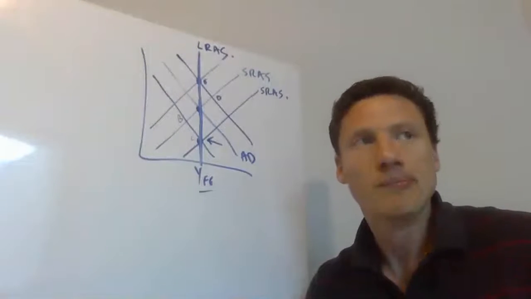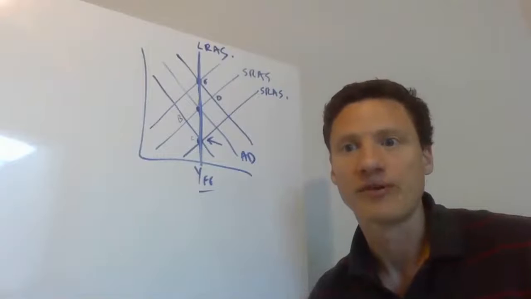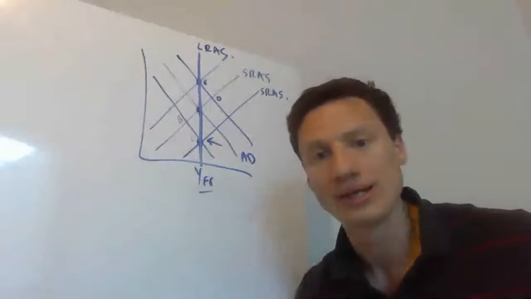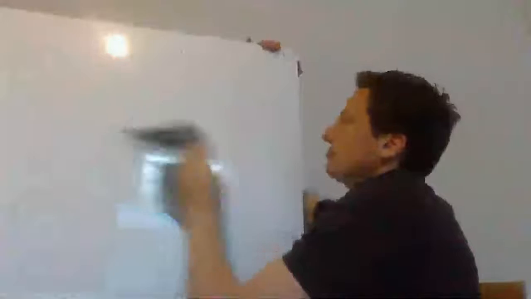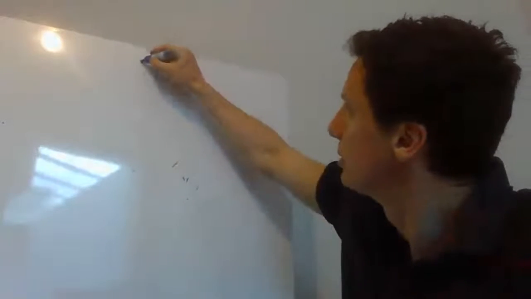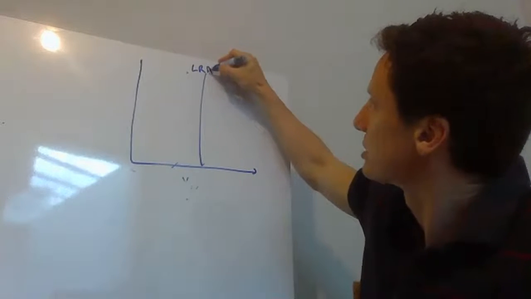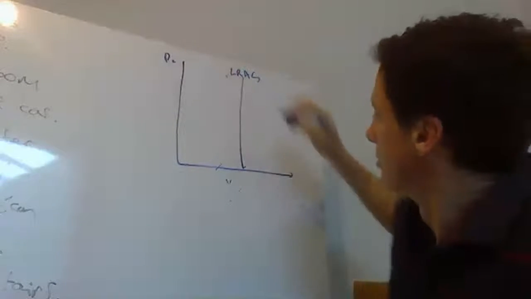In the long run, the short run aggregate supply will move to counteract the effects of the demand curve, and we will always end up back at YFE. So in the long run, we're always ending up back at YFE. So instead of doing that every time, we can just draw our vertical straight line long run aggregate supply curve.